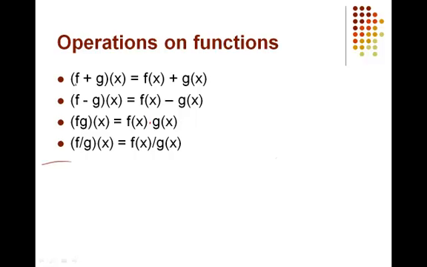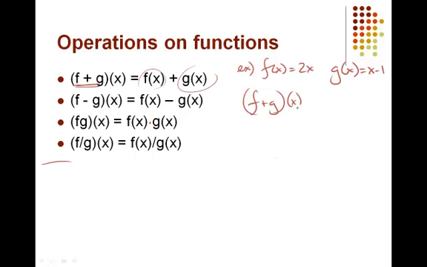Okay, so all this is saying is that if I have two separate functions and I want the composite of those two, all I have to do is add the functions individually. This is very, very simple. Don't make it harder than it is. So for example, we have the function f of x equals 2x and g of x equals x minus 1. Then f plus g of x would be 2x plus x minus 1, or 3x minus 1.